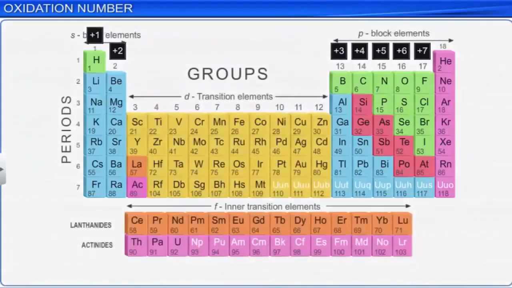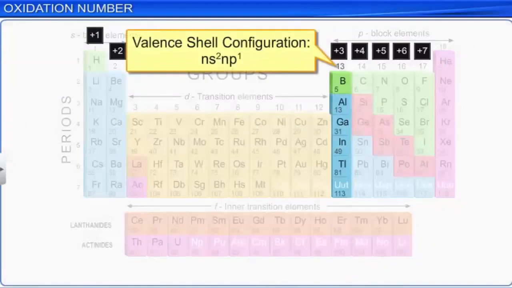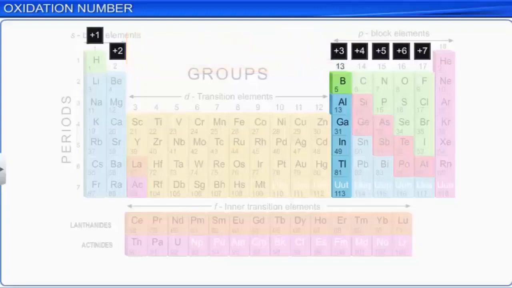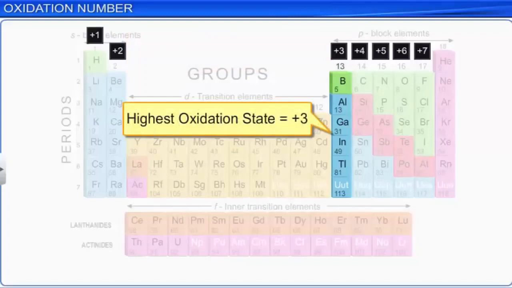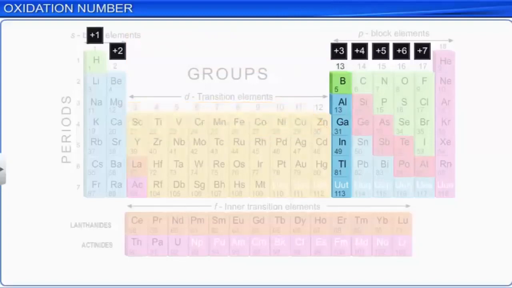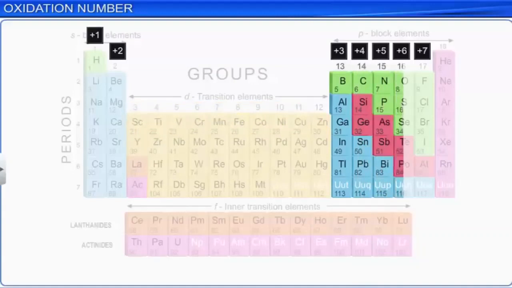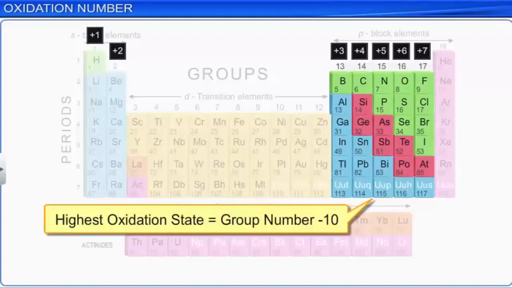For example, the valence shell configuration of the 13th group elements is ns2 np1. They have 3 electrons in their valence shell that they can lose to obtain their octet configuration. Hence, the group 13 elements exhibit highest oxidation state of +3 in their compounds. The same trend applies to all elements from the 13th to the 17th group. In other words, the highest positive oxidation number for p block elements is equal to the group number minus 10.